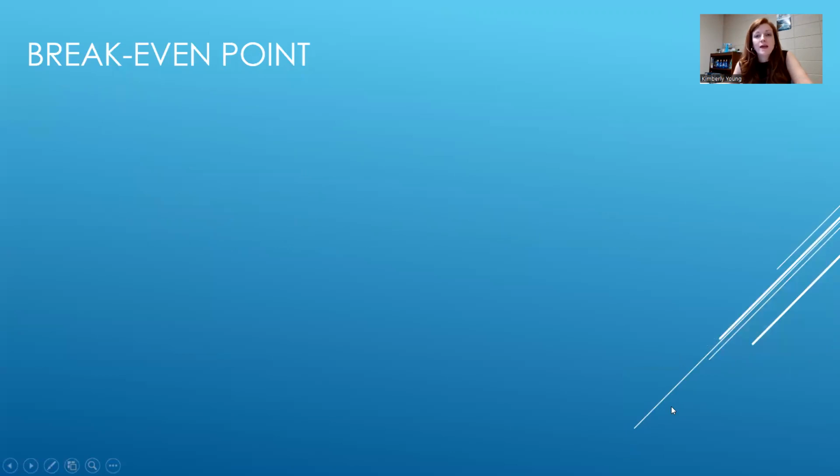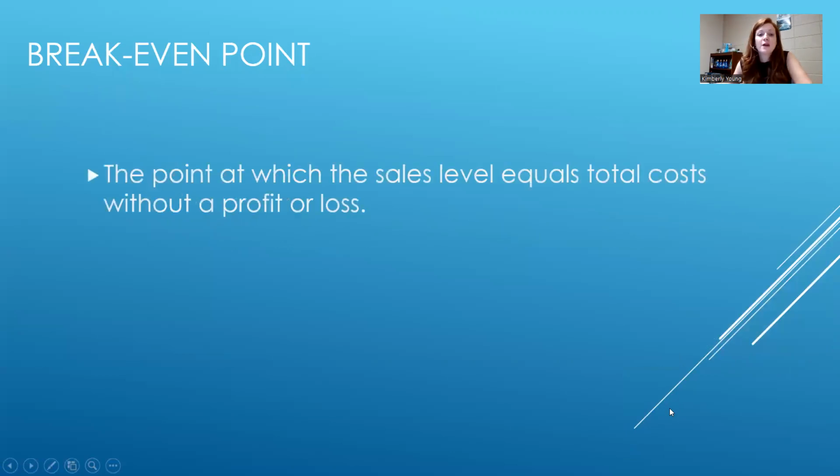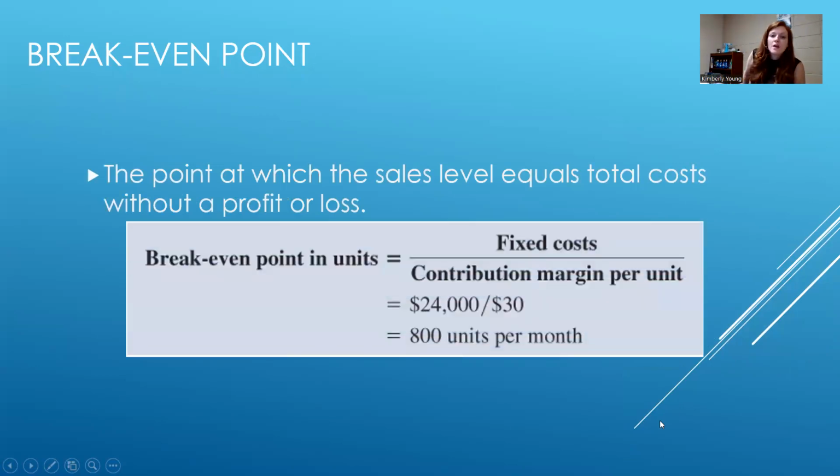Our break-even point: how many do we have to sell to cover our variable and our fixed cost without any kind of profit, without any loss? So this is our break-even point in units. Then we'll look at break-even point in dollars. So our fixed cost divided by that contribution margin per unit. We had calculated that was $30. Now they're telling us the fixed costs are $24,000.